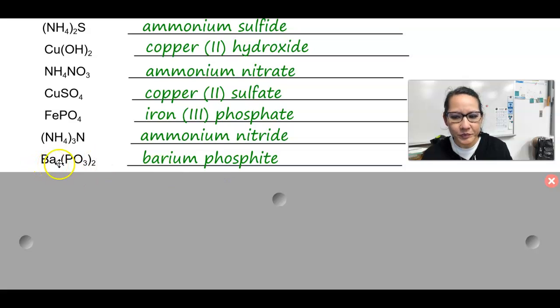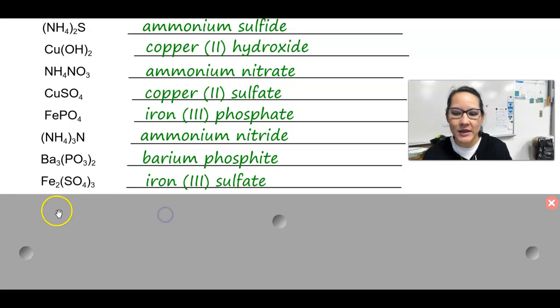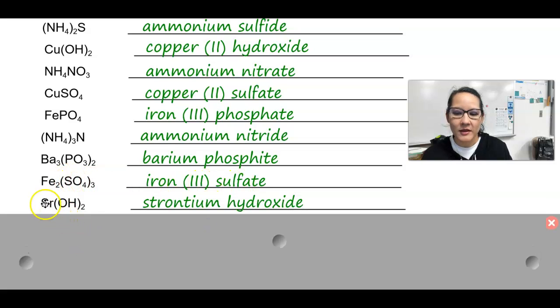Barium is our metal. We don't need a Roman numeral because it's not a transition metal. And then in the parentheses, instead of it being phosphate, which is PO4, it's now phosphite, ITE, because it's PO3. Next is iron, which is a transition metal, so it has to have a Roman numeral. Lucky for us, we have this 3 outside of the parenthesis, so that indicates that this must be a +3 charge. And so this is iron, Roman numeral 3, and then SO4 in the parentheses is called sulfate. This is strontium, no Roman numeral necessary because it's not a transition metal, and then this is hydroxide.